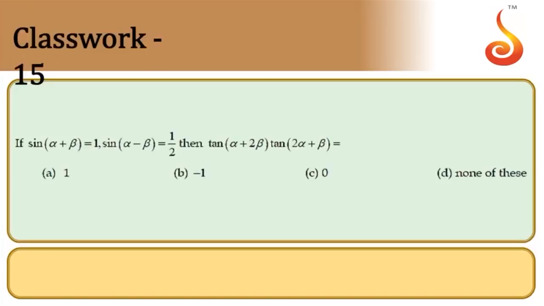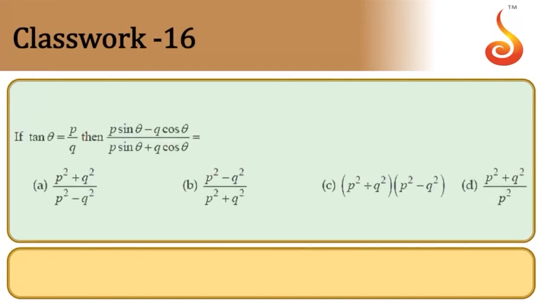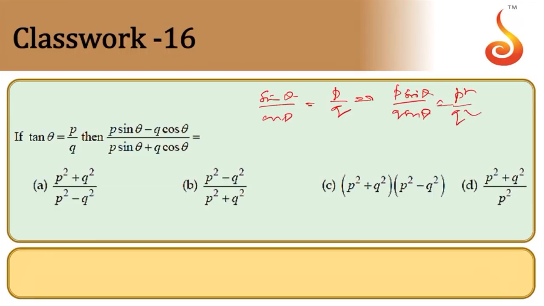So the answer is equal to 1. Let me consider the 16th one. tan theta is equal to P by Q. From here, I can take this as sin theta by cos theta, which is equal to P by Q. If I multiply by P by Q on both sides, you'll get P sin theta divided by Q cos theta is equal to P square by Q square.